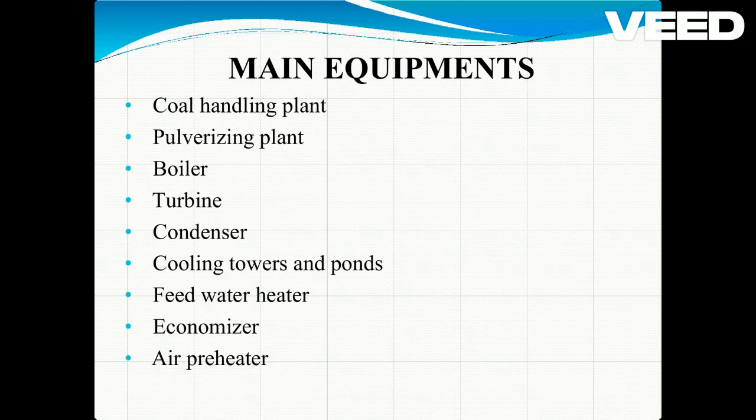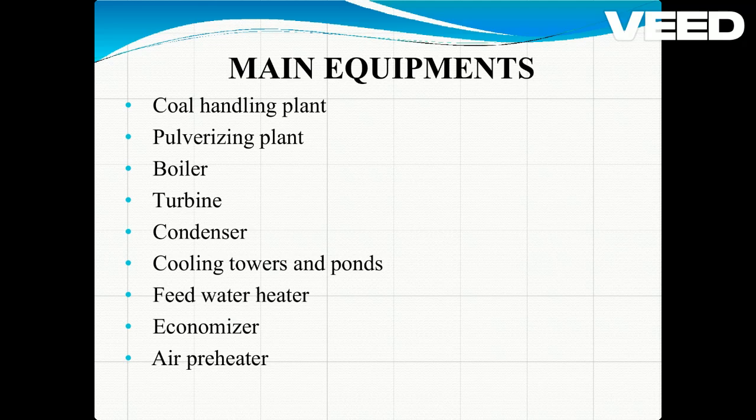So the first main component is a coal handling plant. The second is a pulverizing plant. Third, which is very important, is the boiler, the mechanical system. The turbine, again a mechanical system. Condenser, the cooling towers and ponds, feed water heater, economizer, and air preheater.